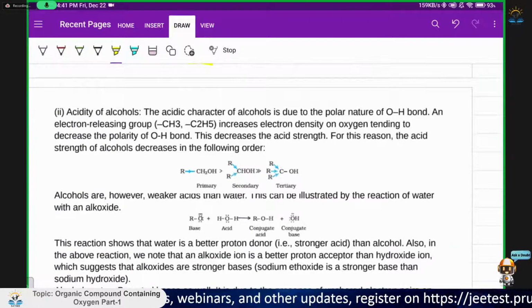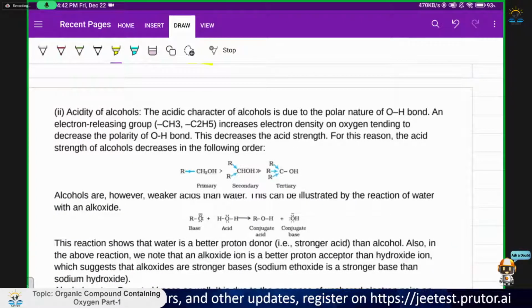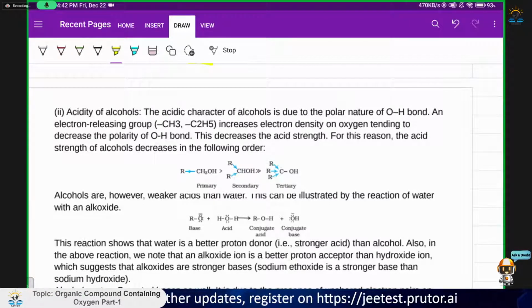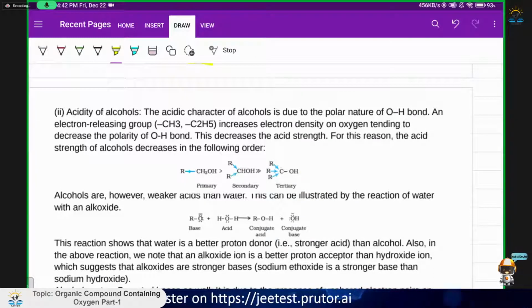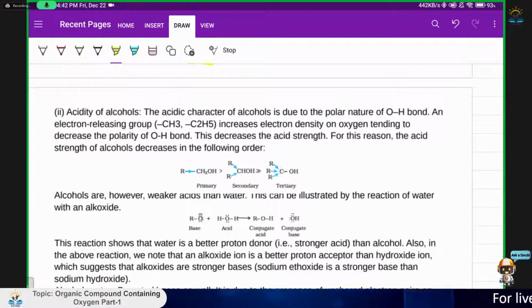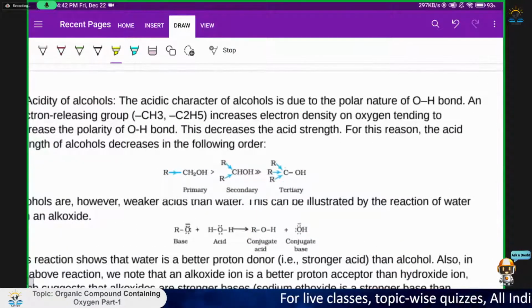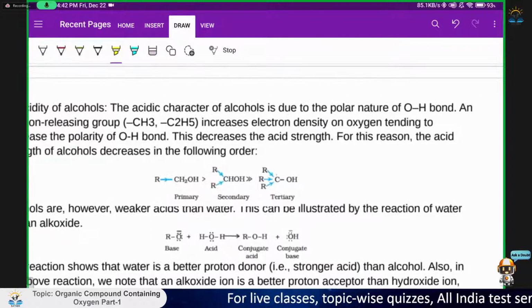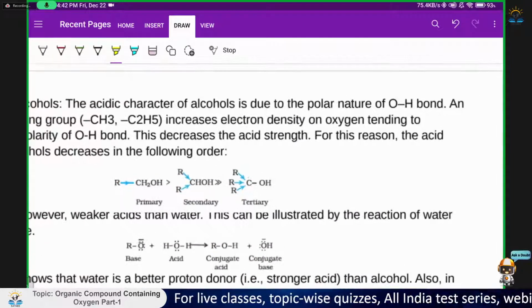The acidic character of alcohol is due to the polar nature of the oxygen hydrogen bond. An electron releasing group such as CH3 or C2H5 increases the electron density on oxygen, tending to decrease the polarity of the OH bond. This decreases the acid strength. For this reason, the acid strength of alcohols decreases in the following order. Alcohols are acidic due to the polar nature of the OH bond.